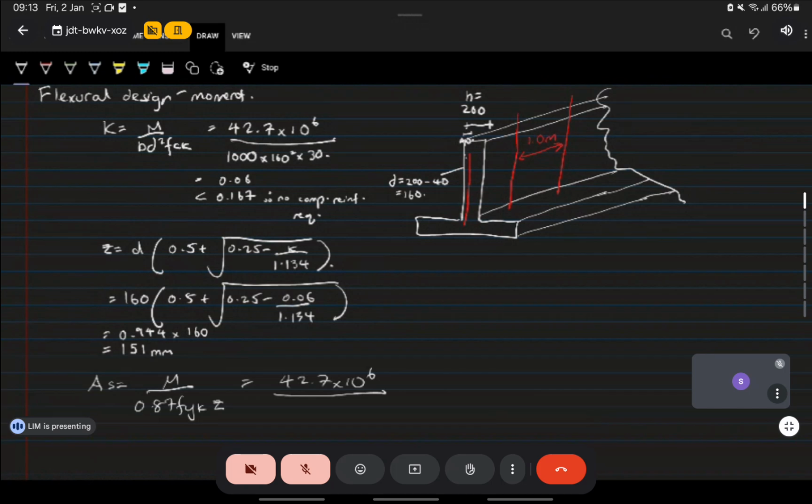So all these steps, if you don't know what I'm talking about, you go back to the earlier classes. Okay? I've gone through the exact same formula. Okay? Z is 151. So area of reinforcement required.